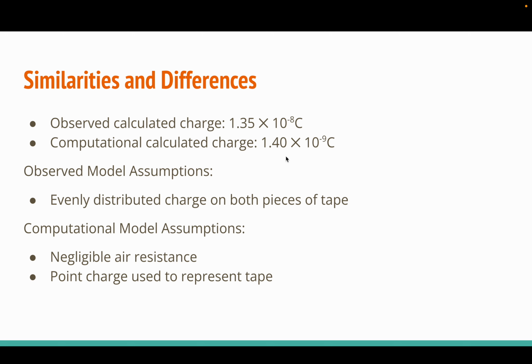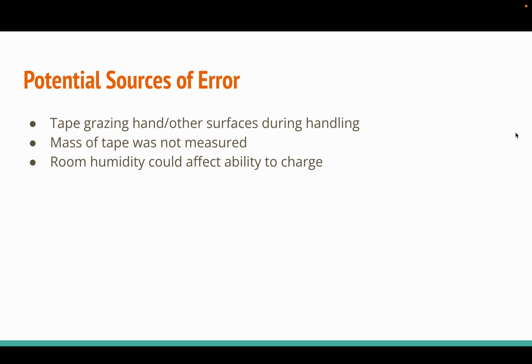So overall, these experiments were pretty similar. The observed calculated charge was 1.35 times 10 to the negative 8th coulombs. The computational calculated charge was 1.40 times 10 to the negative 8th coulombs. And some assumptions for the observed model was just that we assumed that the charge was evenly distributed on both pieces of tape. And for our computational model, we assumed negligible air resistance, and we used point charges to represent the tape instead of actual strips.